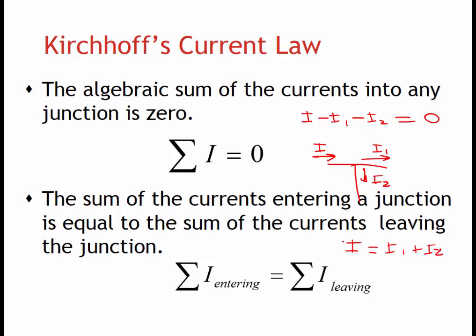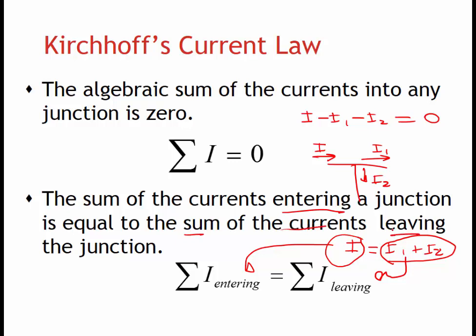So again, the total current that is coming in or entering the junction has to equal the total current leaving the junction. Okay, so again, this is Kirchhoff's current law. The sum of the current entering a junction has to equal the sum of the current leaving the junction.